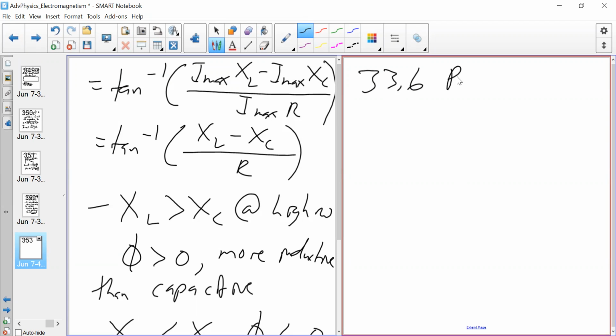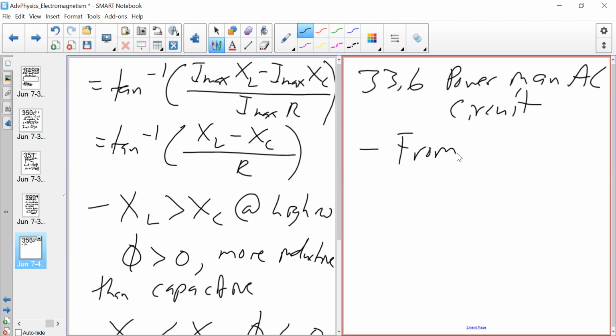So 33.6, power in an AC circuit. We know power is I delta V, I squared times R, and V squared over R. And we're going to look at it in terms of the RMS values. Let's develop that, from delta V equals delta V max sine omega t.